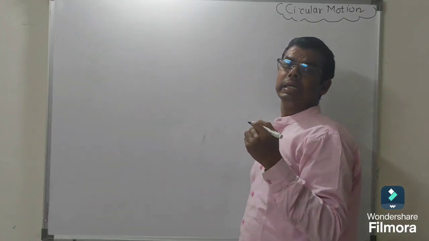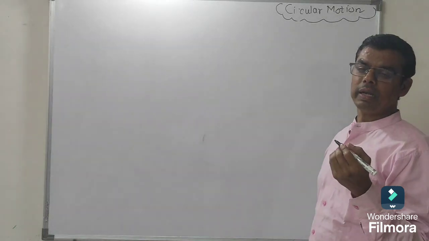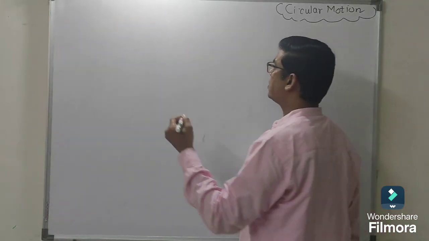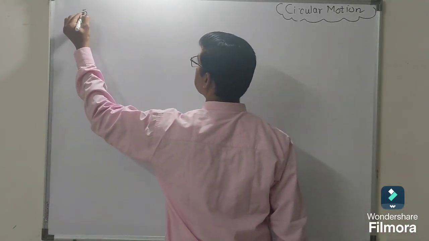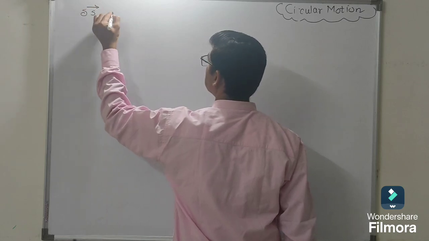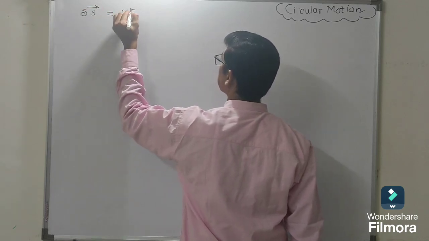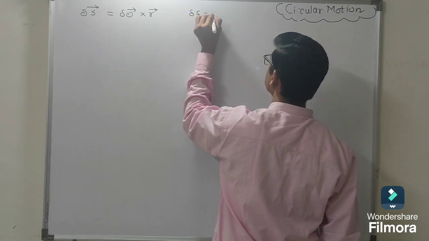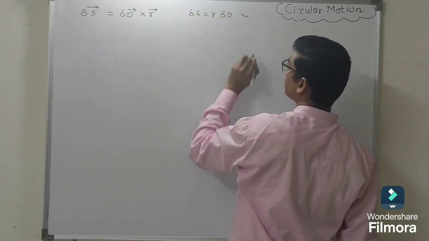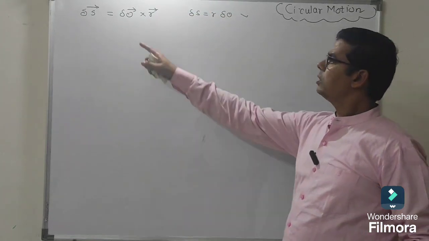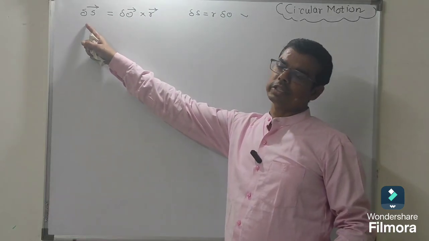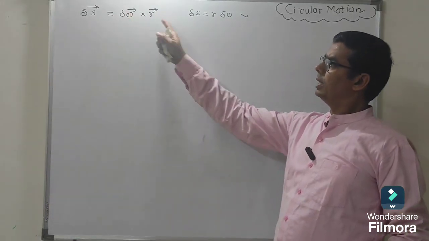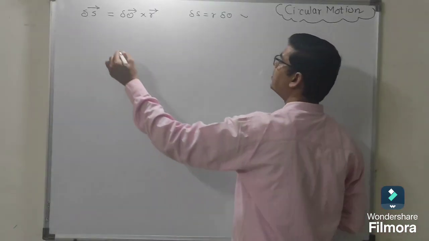Relation between linear displacement and angular displacement: delta s bar can be written as delta theta bar cross r bar. We simply write delta s is equal to r delta theta in scalar format. But in vector format, we have to remember this particular notation: delta s bar is equal to delta theta bar cross r bar.